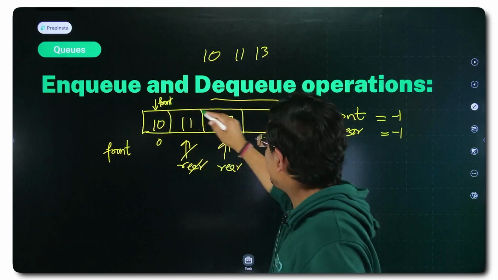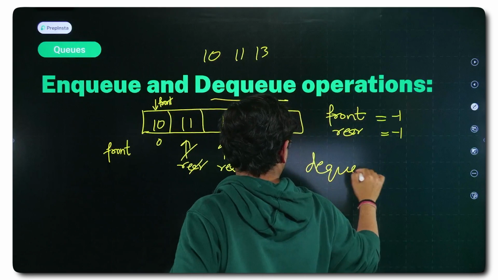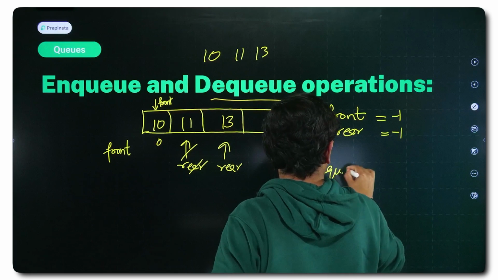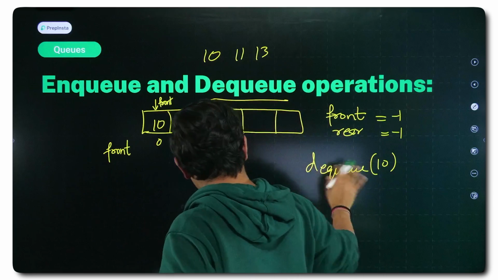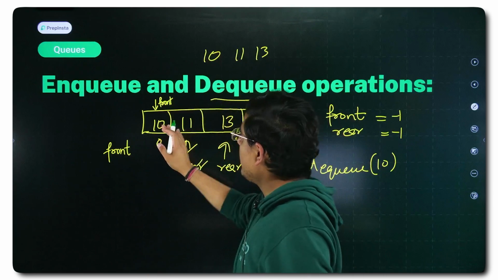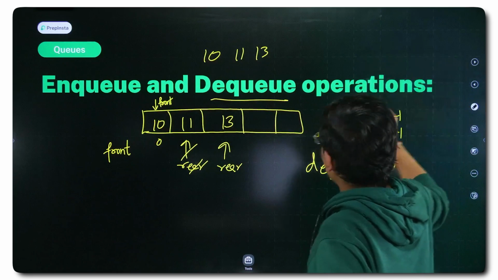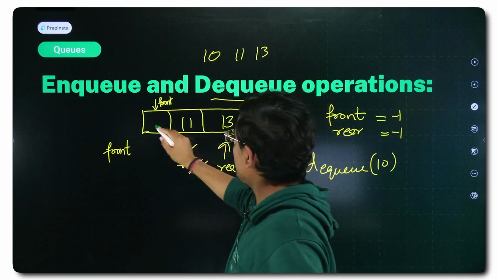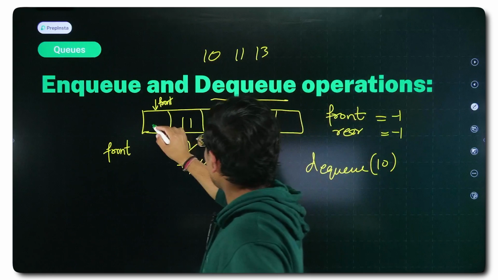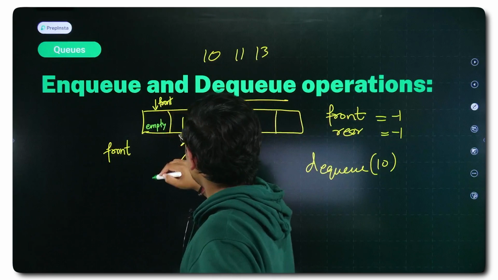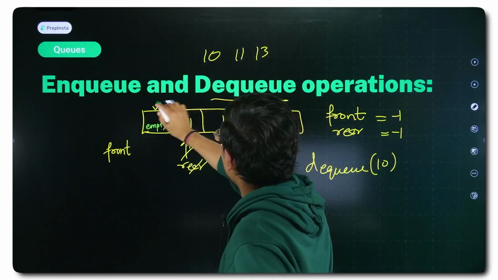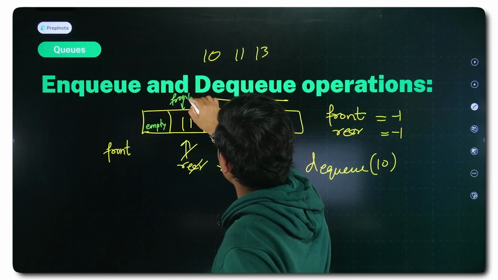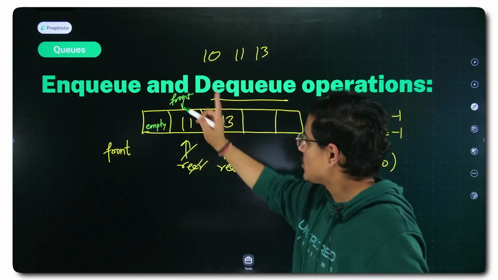So say I Dequeue 10. Just imagine I am writing it here. Dequeue 10. Just for a while, imagine that this is an operation that I'm trying to do. Then this particular place would be removed. It would be empty now. Let me change the color. This is empty now. And now front would change and front would start pointing here. So now front comes here. Clear? Front starts pointing here.